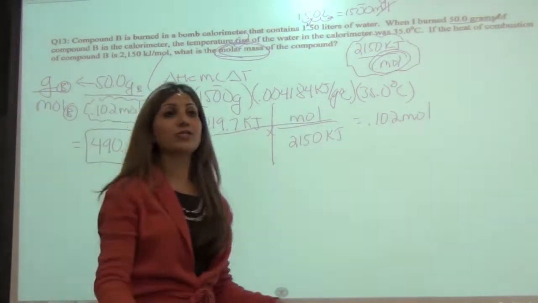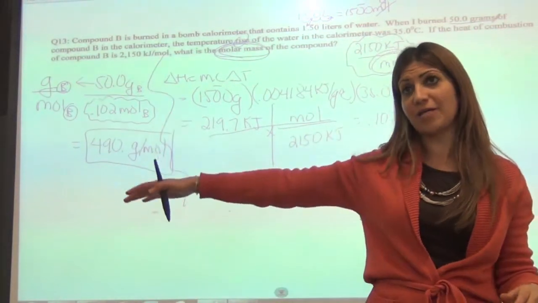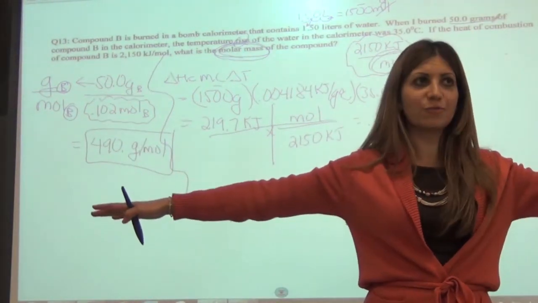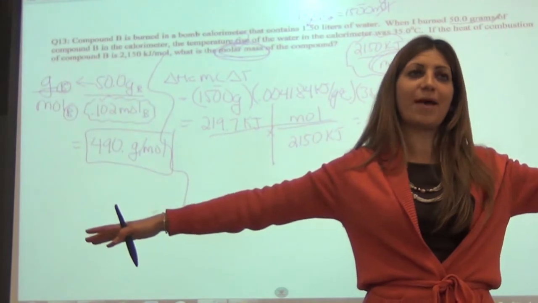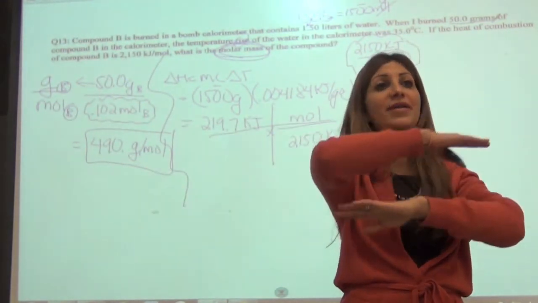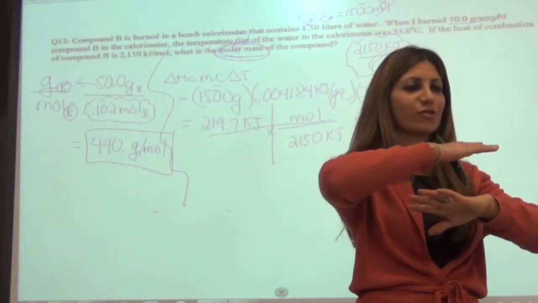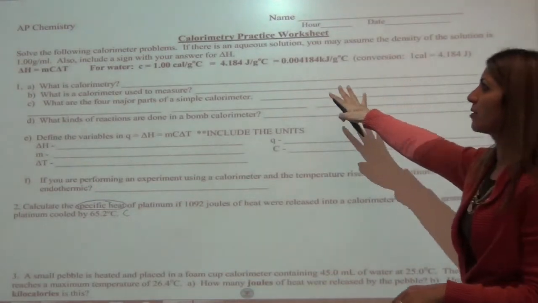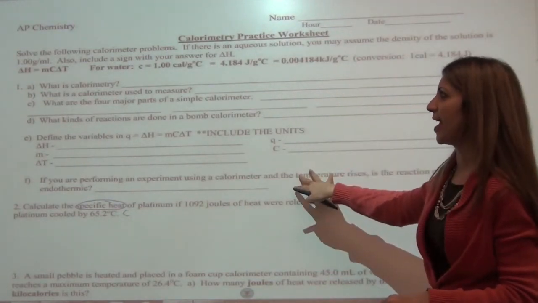And again, once you have that, you want grams per mole. So you find your grams, which we already had. You find your moles, which we found using delta H equals MCΔT, and then just doing the bridge. And now it's grams per mole instead of kilojoules per mole. Okay, so on the calorimetry worksheet, this should be pretty easy to answer.